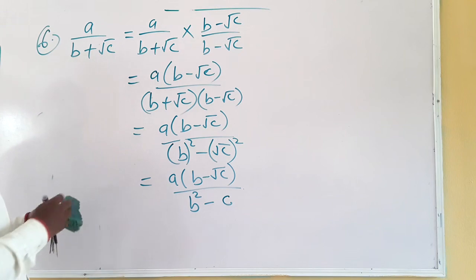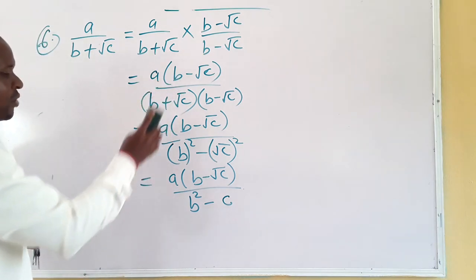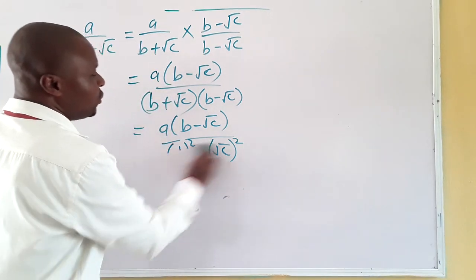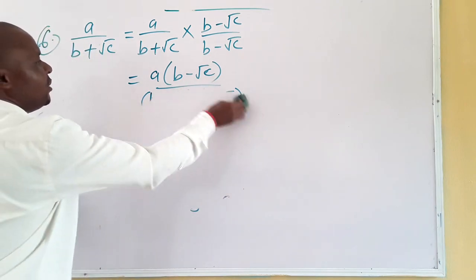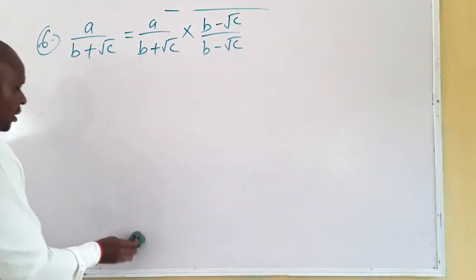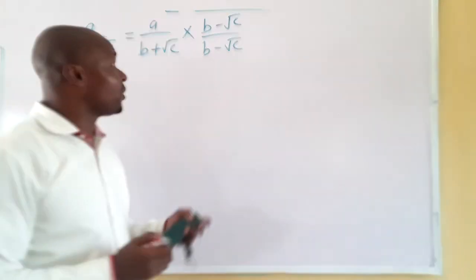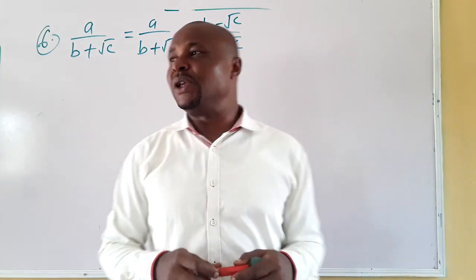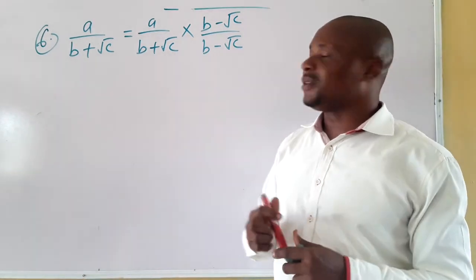Alright, so we do this most times. This is called rationalization. We do this most times to rationalize the denominator of a surdical expression. So I believe this has brought us to the end of this lesson.